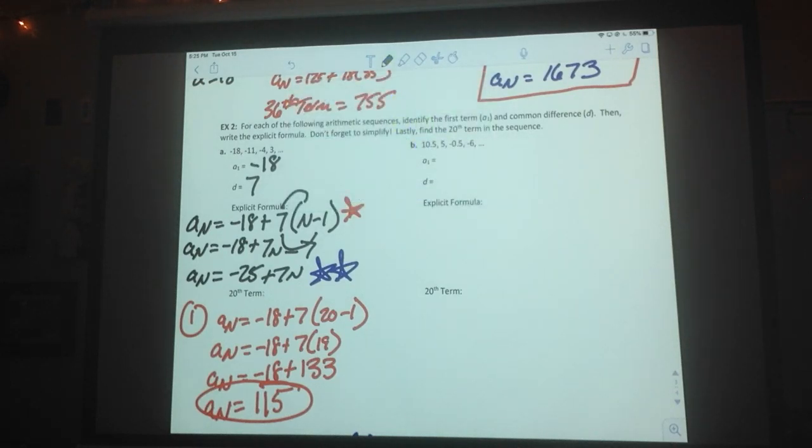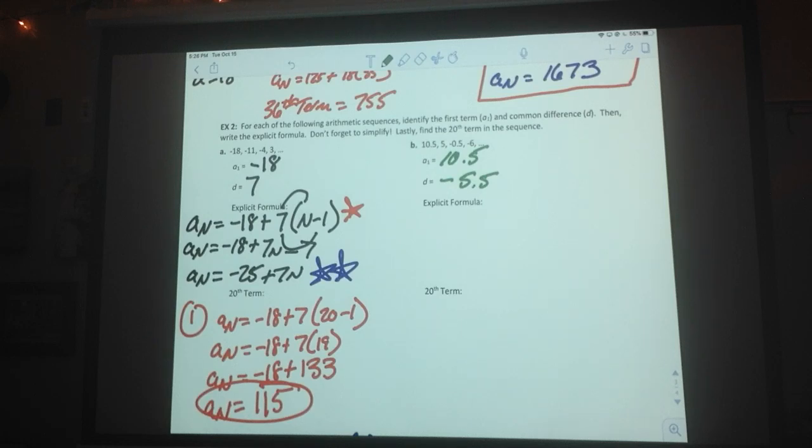B. My sequence is 10.5, 5, negative 0.5, and negative 6. Well, my first term is 10.5. What is happening here? Well, I'm getting smaller, because 10.5 down to 5, and then down to negative 0.5. So I'm getting smaller by 5.5. It's pretty easy. Just take 10.5, and since I'm getting smaller, I want to subtract and find out from 5, what is the difference? Well, it's 5.5. So I know I'm getting smaller by 5.5.